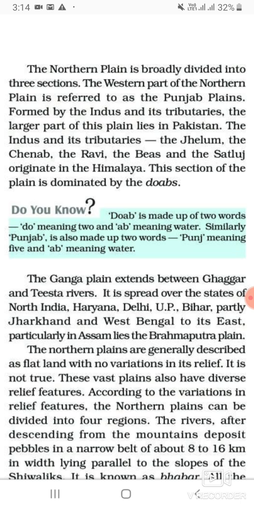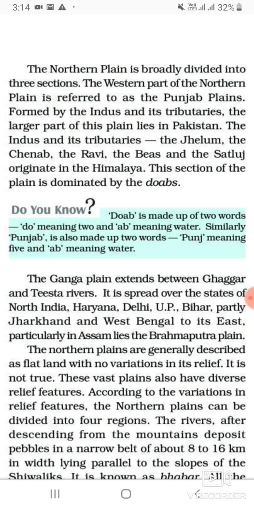So here we'll also come to know about some tributaries of Indus, that are the Jhelum, the Chenab, the Ravi, the Beas and the Satluj, which originate in the Himalaya. This section of the plain is dominated by the Doabs. The Ganga plain extends between Ghaggar and Tista rivers. It is spread over the states of North India, Haryana, Delhi, UP, Bihar, partly Jharkhand and West Bengal. To its east, particularly in Assam, lies the Brahmaputra plain.